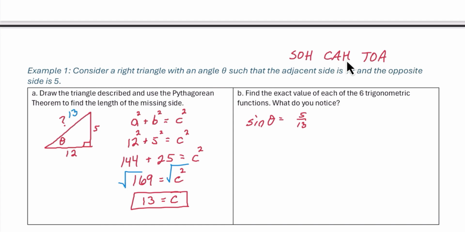Now cosine. Cosine theta is adjacent over hypotenuse. So the side adjacent is 12. The longest side, 13. We have 12/13. And then tangent. Tangent theta is opposite over adjacent. Opposite is 5, adjacent is 12.